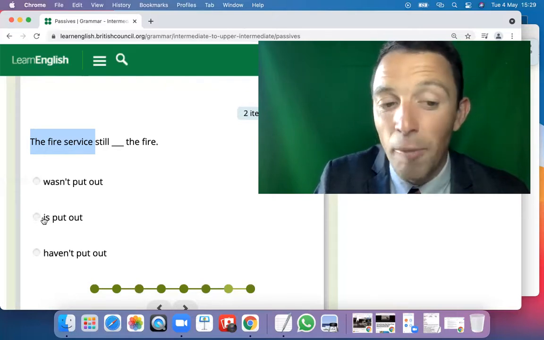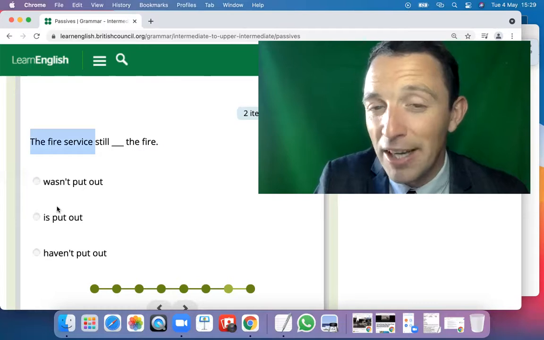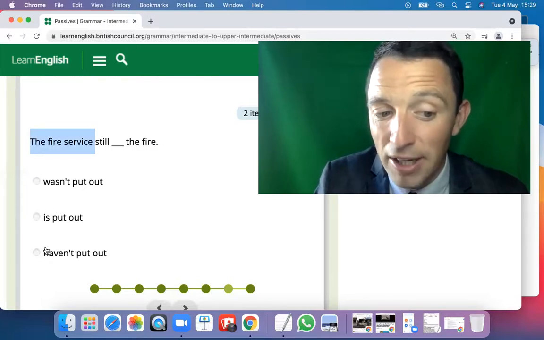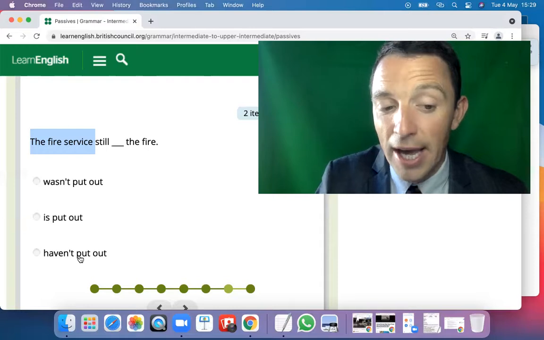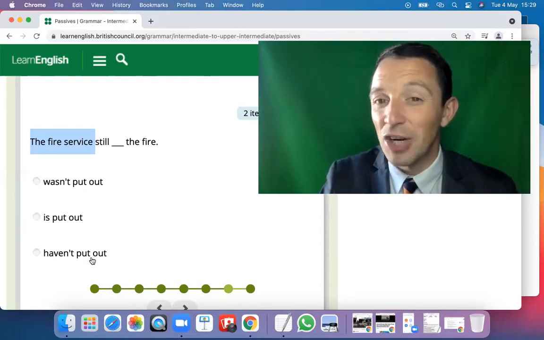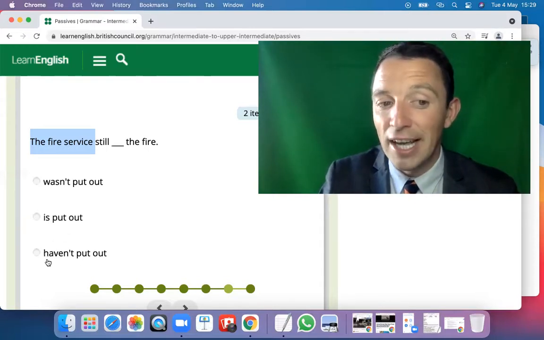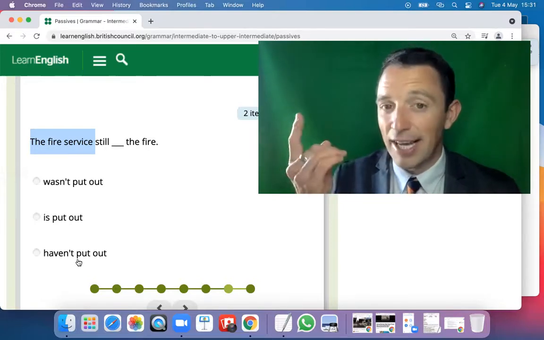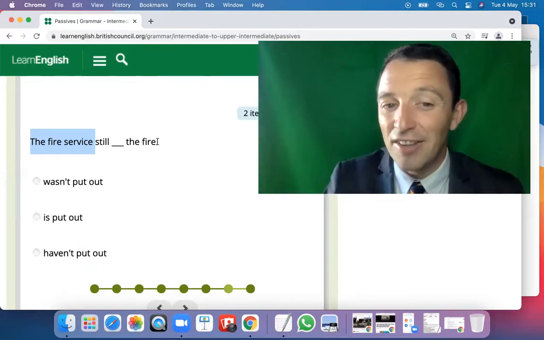The next one is the verb to be plus the participle. So this is another possibility of the passive. And this is the present perfect of the verb to put. So it's not the auxiliary to be. So for this reason, it's not possible.